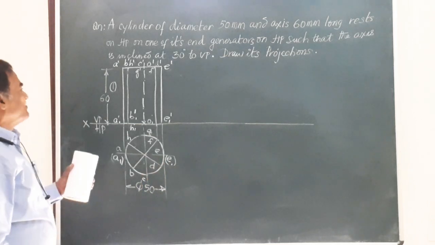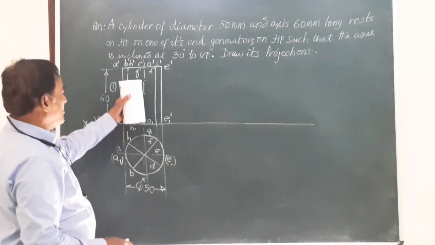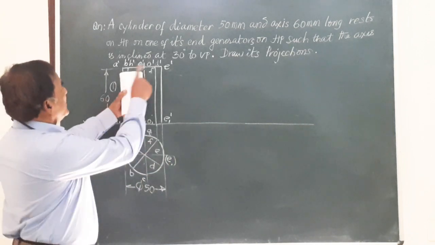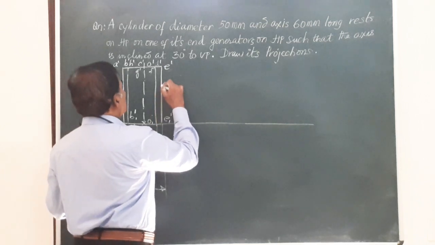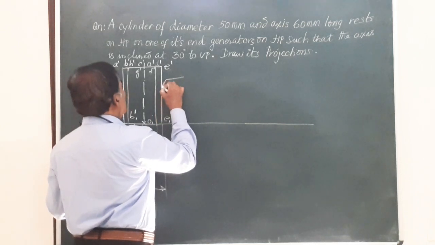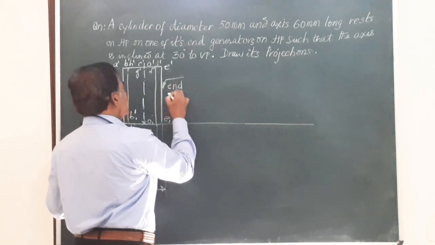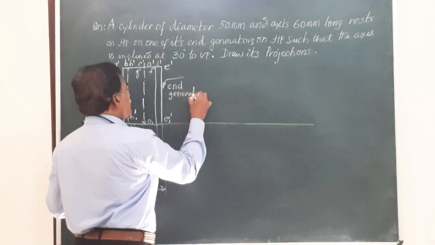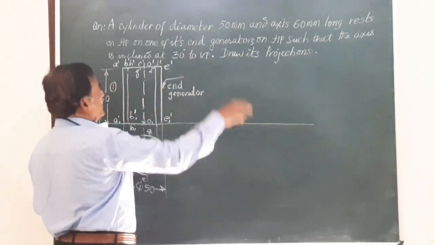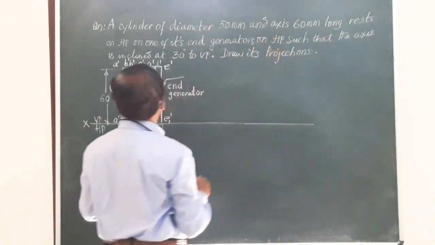So now the object is resting on one of its circular ends on HP. The front view is a rectangle, and the last line here, that is E dash E1 dash, is one of the end generators. This is one end generator. He says the object has to rest on one end generator on HP. It rests on one of the end generators on HP.